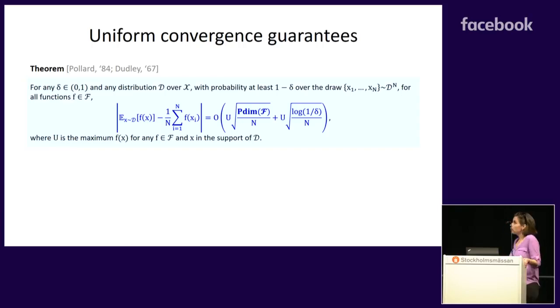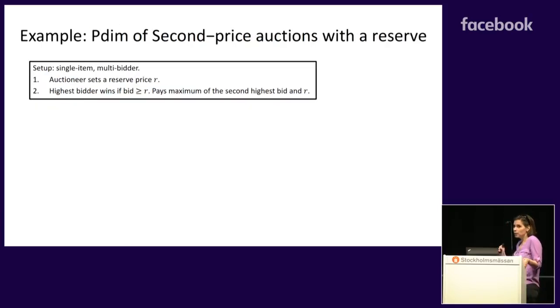Okay, and what I'm going to do is show you an example. I'm going to show a high-level sketch of a proof for a simple example, the case of second price auctions with reserve prices. And then I'm going to state a very general theorem that applies to all sorts of mechanisms.